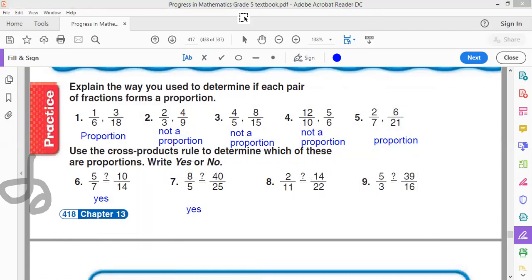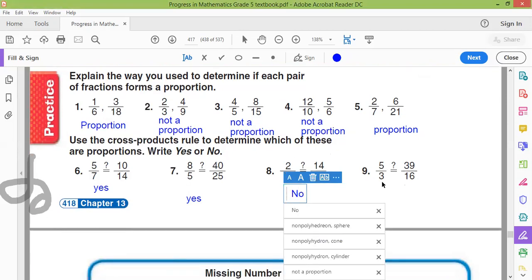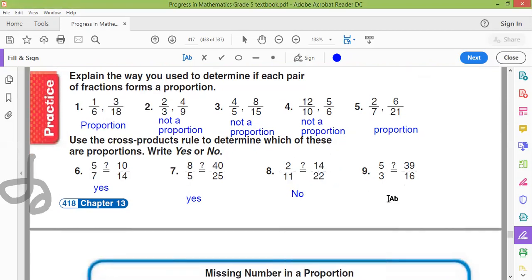Next one. Hassan, you answered me. Now question number 8. 2 times 22 is 44. 14 times 10 is 140, and 14 times 11 is 154. It's not a proportion. So right here, no. Very good. I'll write down here, no, they are not a proportion. Next one, Muhammad.